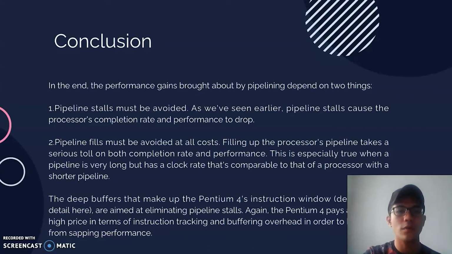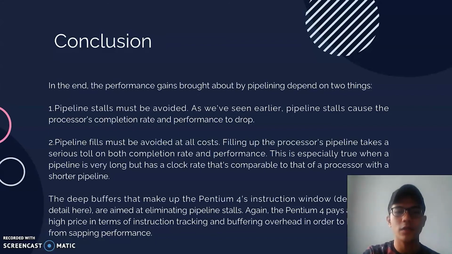Okay, now I want to talk about the conclusion. In the end, the performance gains brought about by pipelining depend on two things. First, pipeline stalls must be avoided. As we have seen earlier, pipeline stalls cause the processor completion rate and performance to drop. Second, pipeline flushes must be avoided at all costs. Flushing the processor pipeline takes a serious toll on both completion rate and performance.